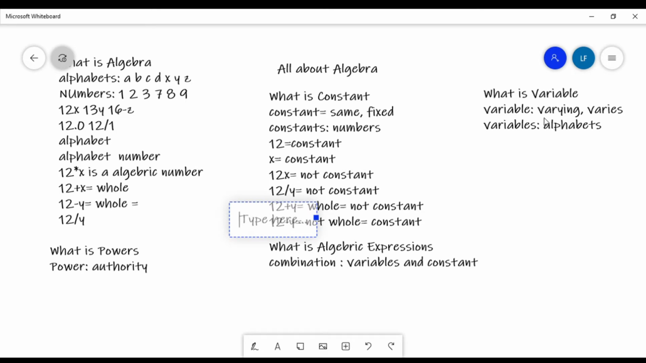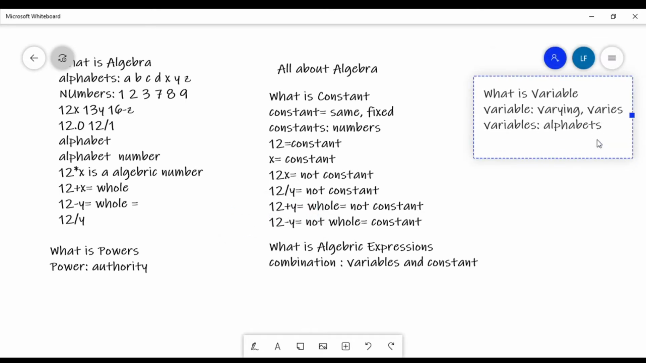Okay, so let's see some examples. We can say that x is a variable, right? And also we can say 12x is also a variable. The same goes for 12 divided by x. It is also a variable.